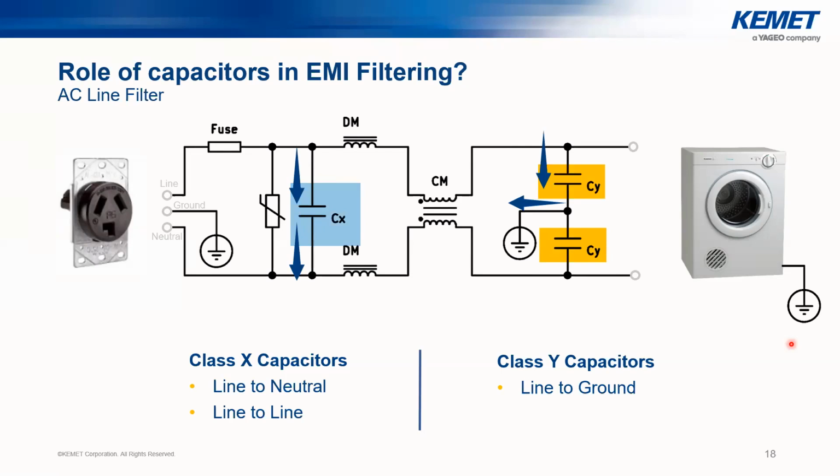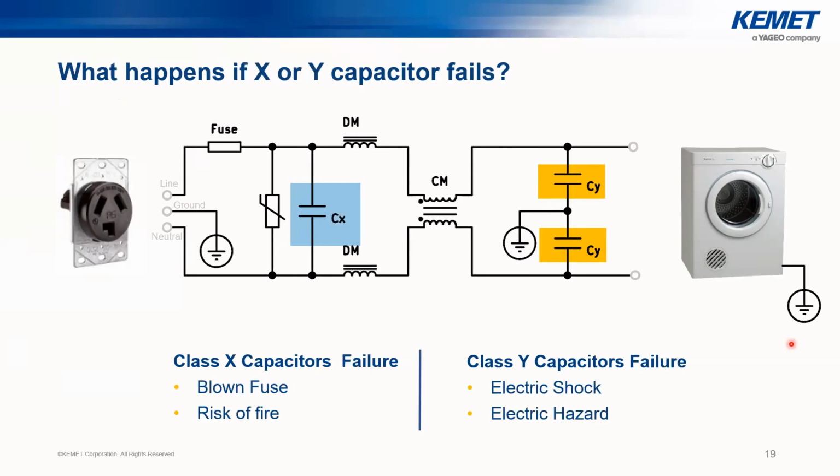We all know what the difference between a class X and class Y capacitor is. I will not go much into detail on this, but we know class X is between line to line or line to neutral. Class Y is between line to ground. And what happens if there is a failure of a class X capacitor? Well, worst case, there would be a fuse getting blown off, and if the fuse is defective, then you would have a risk of fire.